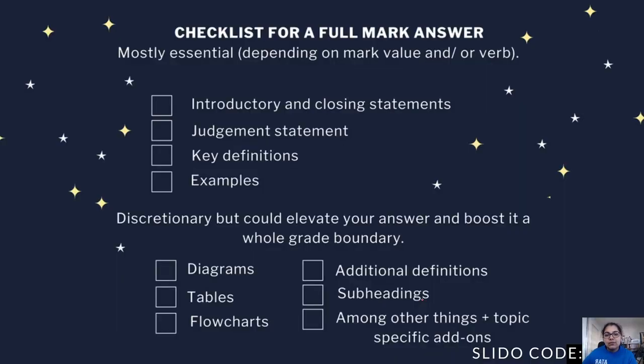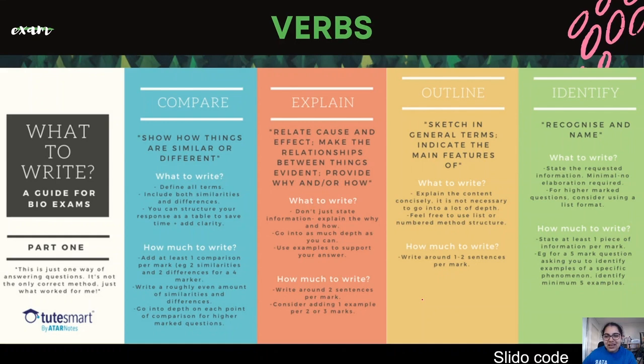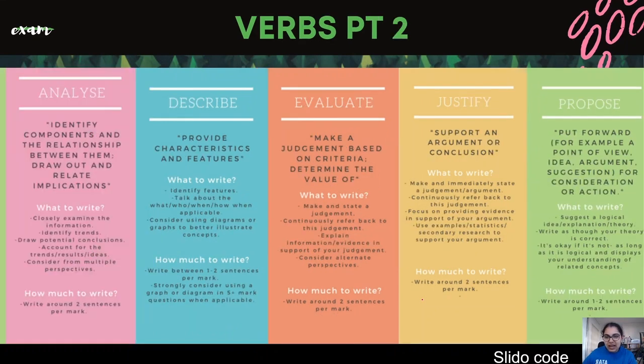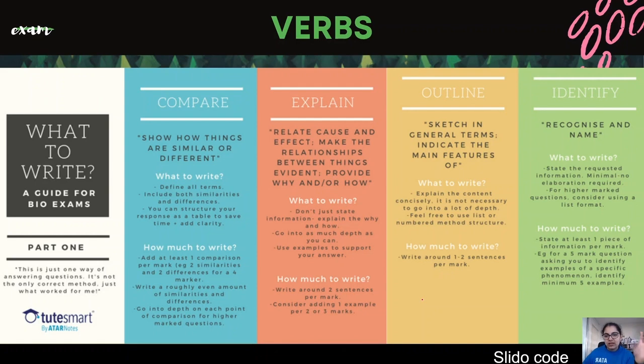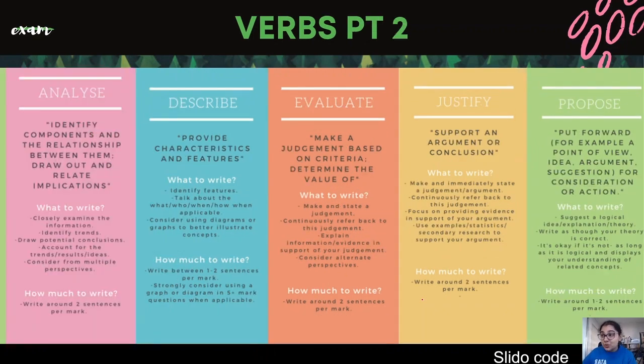And finally, a checklist for a full mark answer. Introductory and closing sentences, judgment statements, key definitions, and examples are really important. You can use diagrams, tables and flowcharts to help you as well. They can be really helpful, and they can help you show a better understanding and gain some more marks. Amazing. Now, these are our verbs. This is to help you understand how you should be structuring your writing. The difference between a compare and a justify or a propose question is huge.